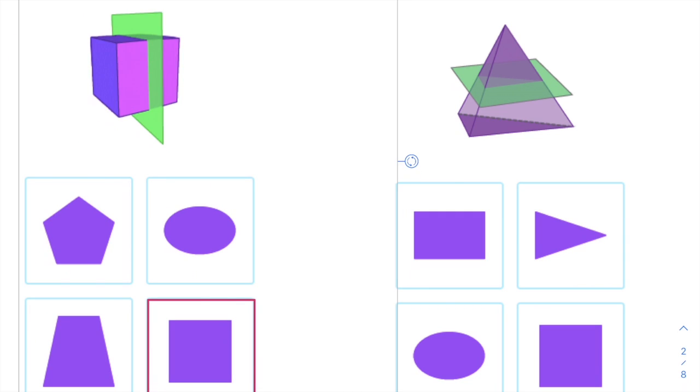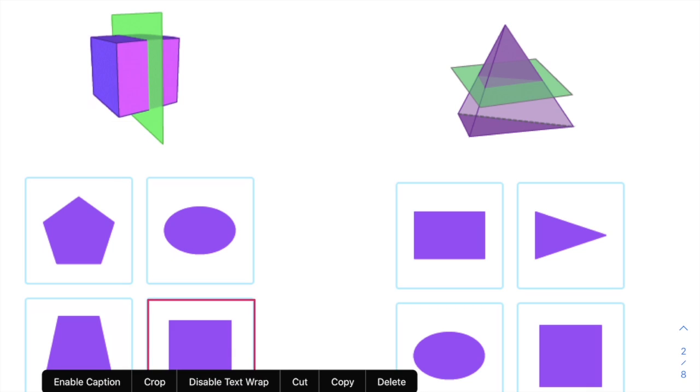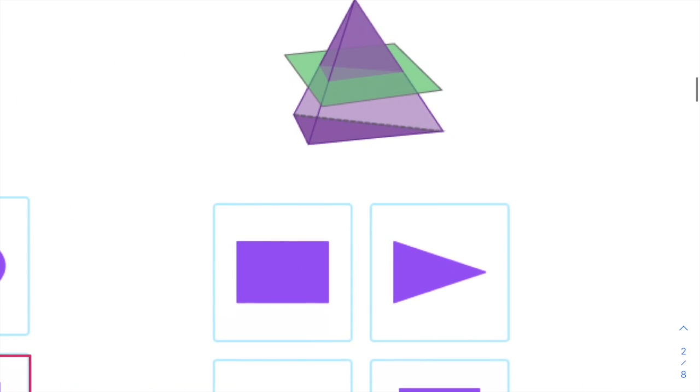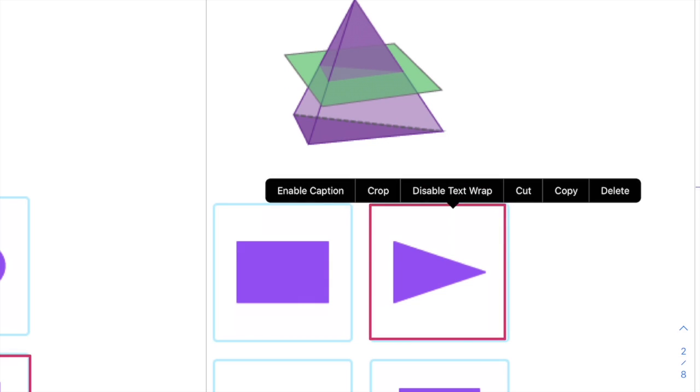This one is going to be a triangle. Oops. It's very difficult right now to work with the software. This one is a triangular base pyramid and it's going to have the same cross section as its base, which is a triangle.